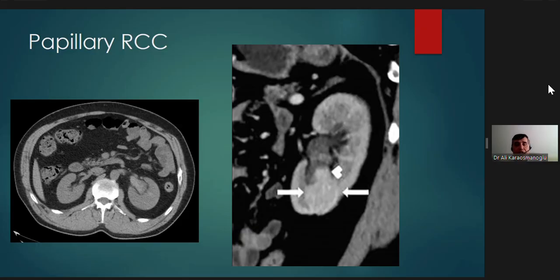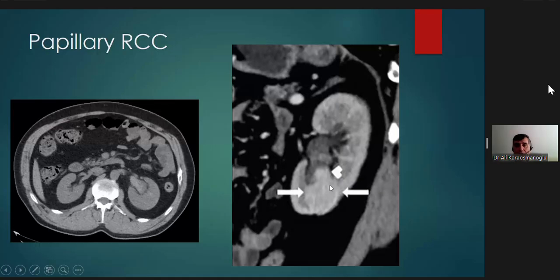So obviously we did the CT urography. On the pre-contrast image, you see a slightly distended left renal pelvis with hyperdense material. So this is really concerning for hemorrhagic fluid, right? Hemorrhagic content in the renal pelvis. The right kidney appears completely normal.